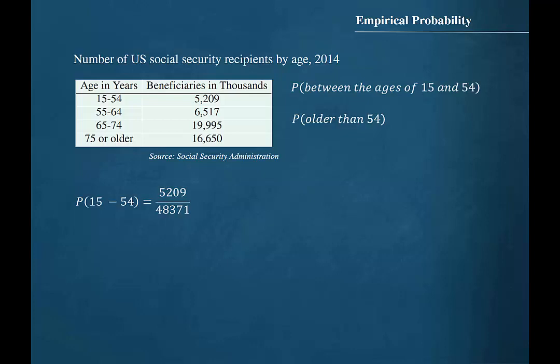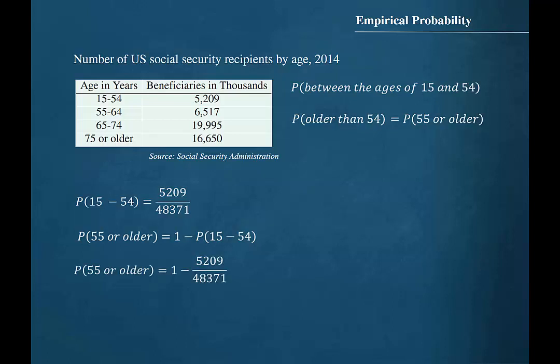Now suppose we were asked to find the probability that a randomly selected U.S. Social Security recipient is older than 54. We could also express this as the probability that a randomly selected recipient is 55 or older. This would be a convenient way to express this probability since this is the way the table is organized. The probability that a randomly selected recipient is 55 or older can be determined using the complement by subtracting the probability that a recipient is between the ages of 15 and 54 from 1.